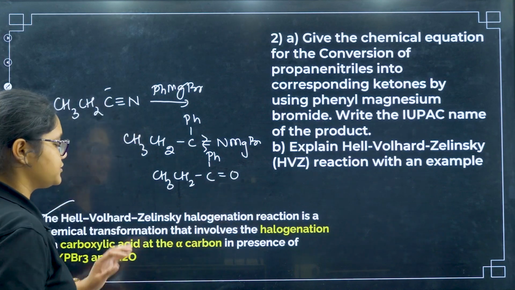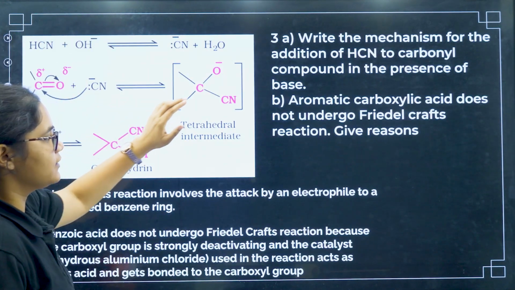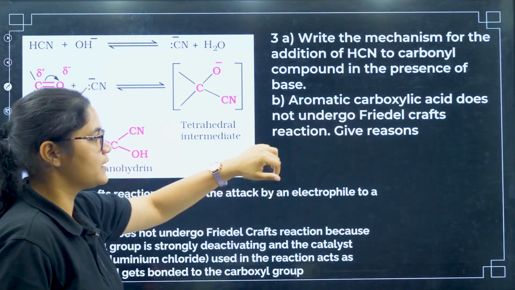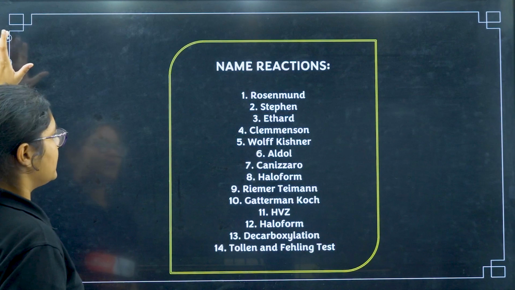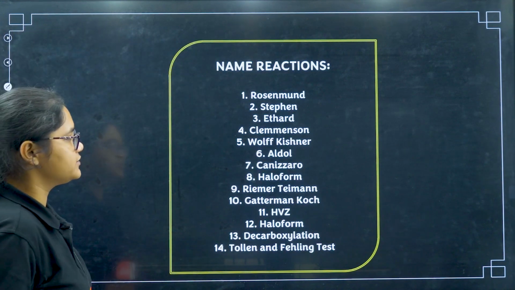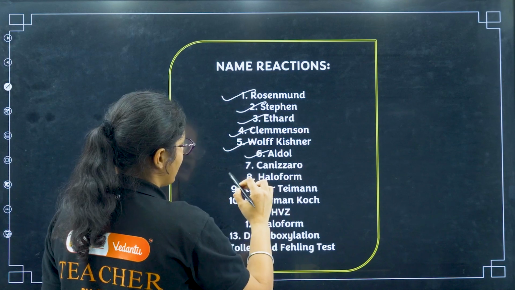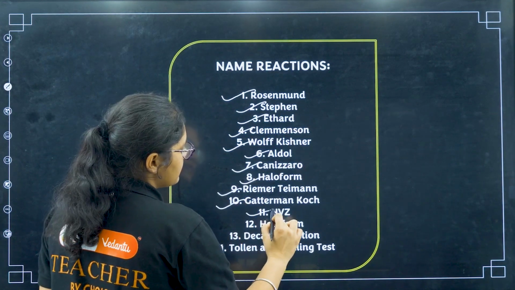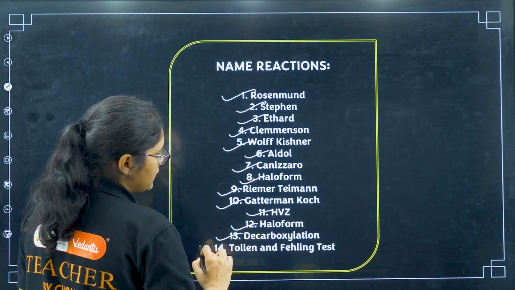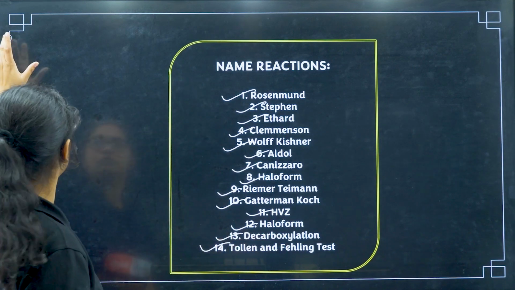Then HVZ reaction, very important one, please prepare it. Mechanism of addition of CN. Now aromatic carboxylic acids do not undergo Friedel-Crafts because the carboxylic acid group deactivates the ring. Next here, these are the list of the name reactions, very important. Rosenmund, Stephen, Etard, Clemmensen, Wolff-Kishner, aldol, Cannizzaro, haloform, Reimer-Tiemann, Gattermann, Koch. Then HVZ, haloform, decarboxylation and Tollens and Fehling's. These name reactions, just go through it.